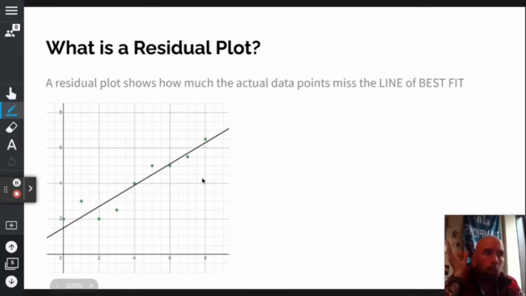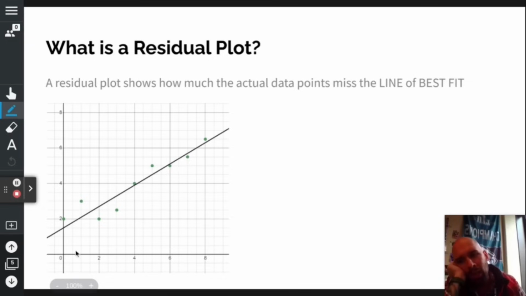A residual plot is if I give you a bunch of data, like the temperature over the course of a couple days, and I use that temperature and create a line of best fit. Not every single dot is going to hit that line of best fit perfectly. Some dots are going to go above and some dots are going to go below. A residual is how far above or below your value is compared to the line of best fit.